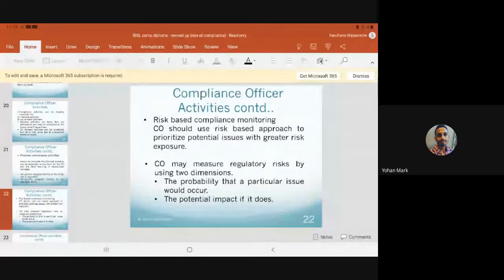Then the risk-based compliance monitoring, which I mentioned. Right. You have to use your risk-based approach in prioritizing the potential issues with greater risk exposure that need to go into your compliance program. Right. So how do you do that? Using the risk-based approach in prioritizing the items that need to go into the compliance program. Tell me, how can you do that? Do you do that in your day-to-day compliance activities? Especially those who are in compliance can tell.